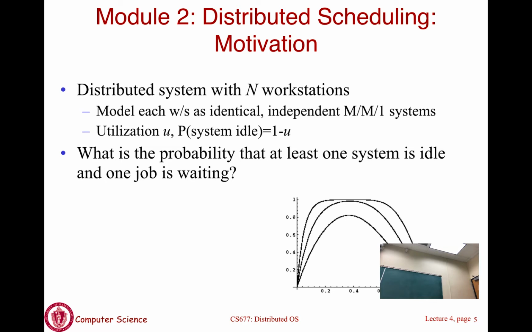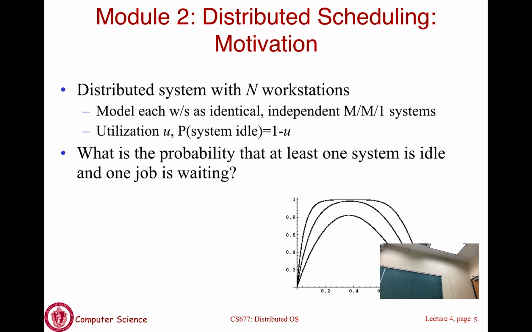It's saying, what's the probability that there is at least one machine idle in the system, and then there is one job waiting to run? That's the same discussion we just had, asked in a more technical way. System idle essentially means that there is some machine that has more resources, that it can actually run more jobs than it is currently running.